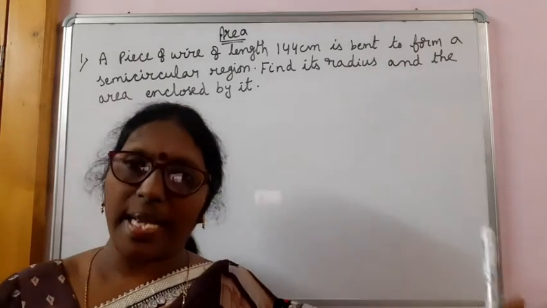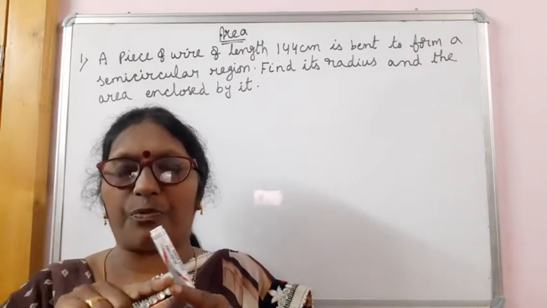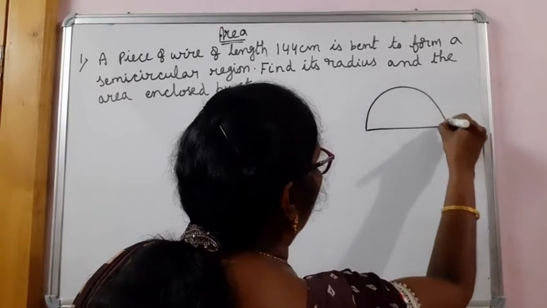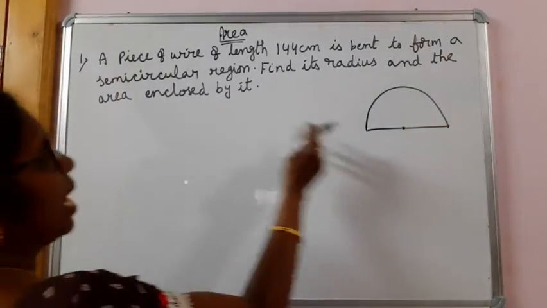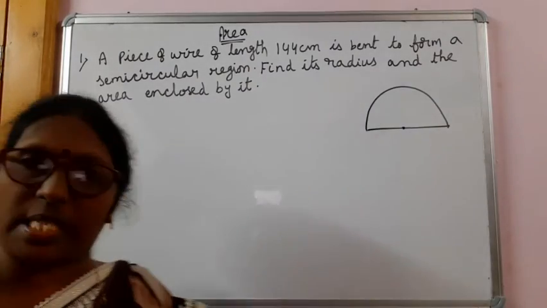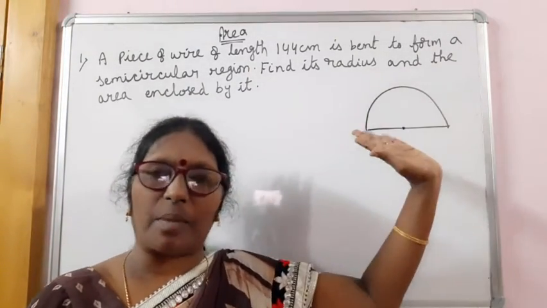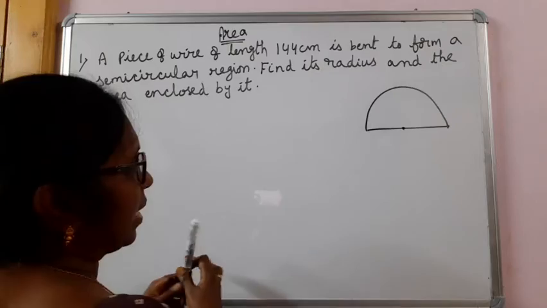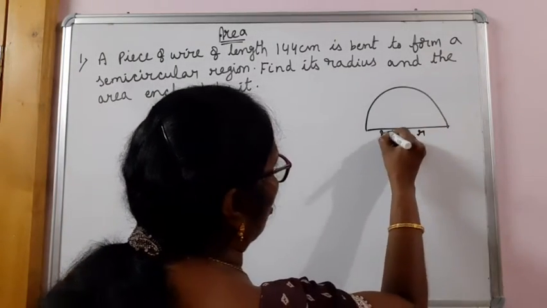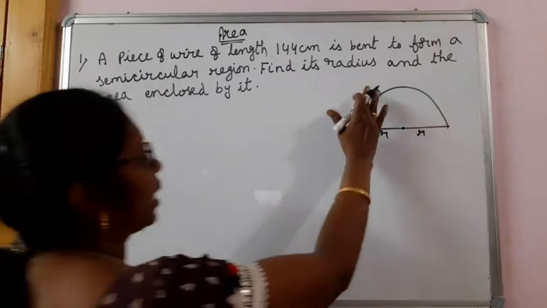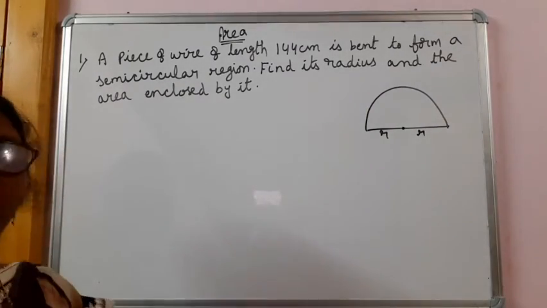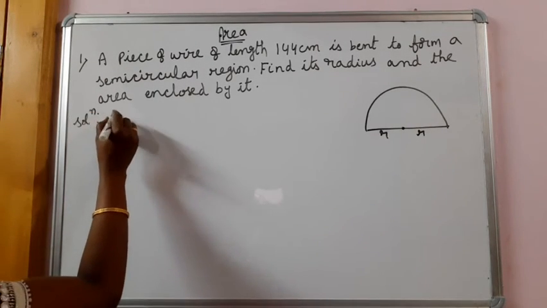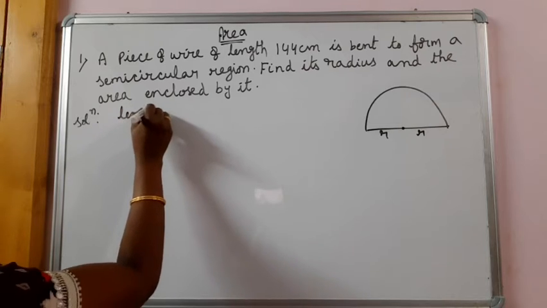That means a wire is there, it is bent and made in the form of a semicircle. Let me draw the figure. The wire is made in the form of a semicircle and the total length of the wire is 144 cm. That means the perimeter of the semicircle is 144 centimeters. If it is so, find the radius. We know that this is radius, this is also radius, and also the area enclosed by this semicircle we have to find.